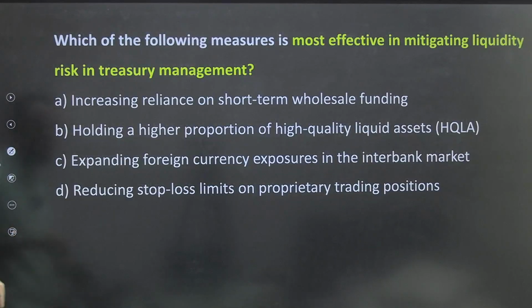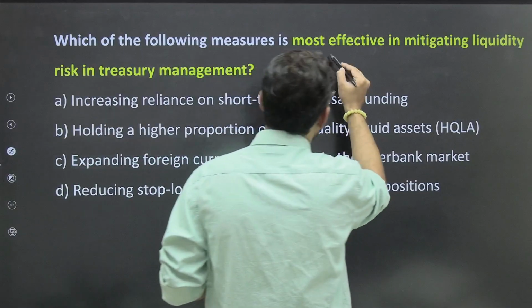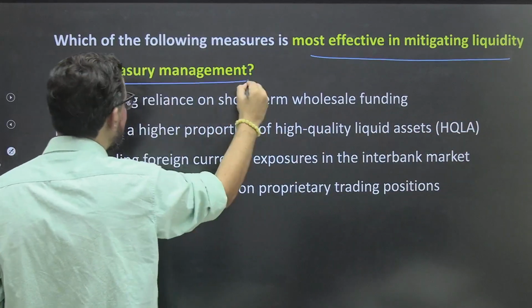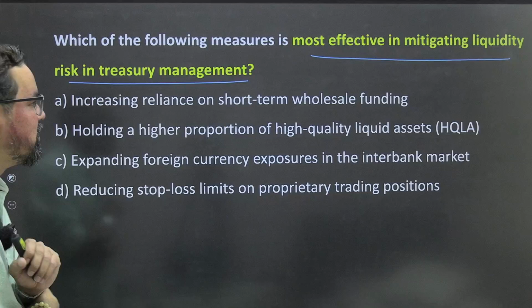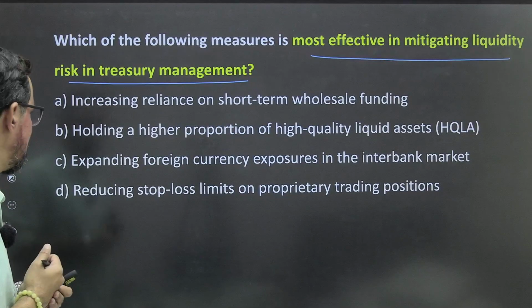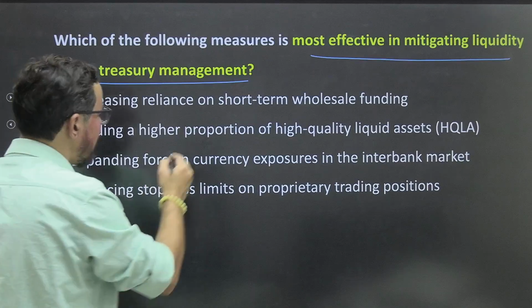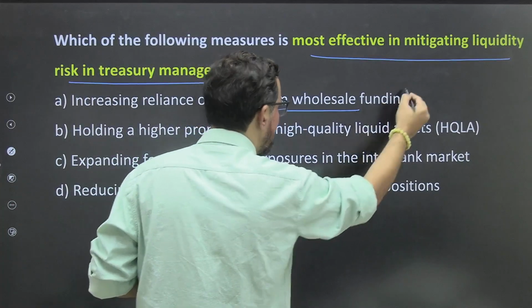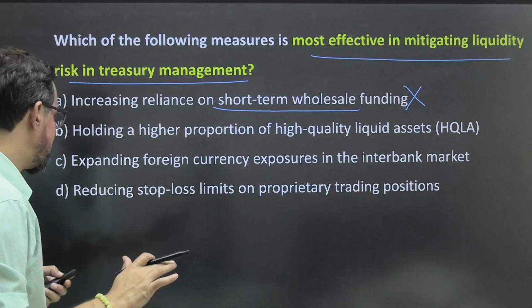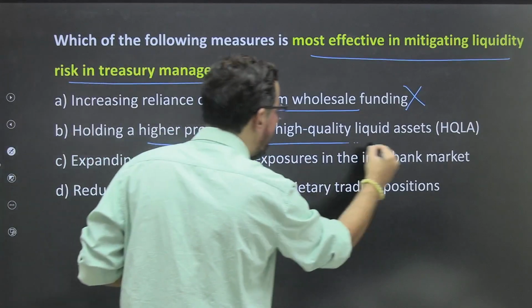Okay? Next one, which of the following measures is most effective in mitigating liquidity risk management? This is a very easy question. Most effective in mitigating liquidity risk in treasury. So increasing reliance on short-term wholesale funding. No, it will become concentration risk. So we will not suggest this. Holding high quality liquid assets.